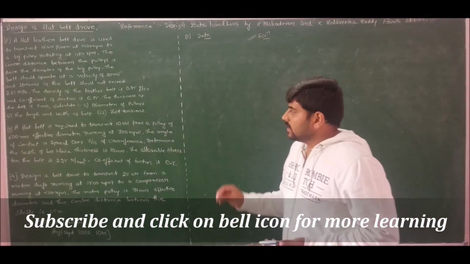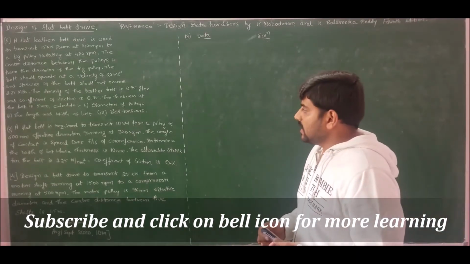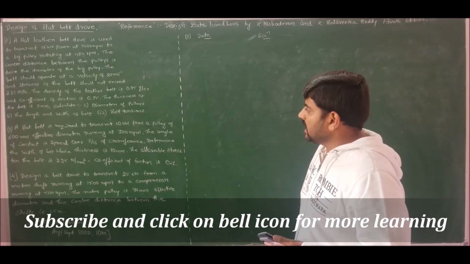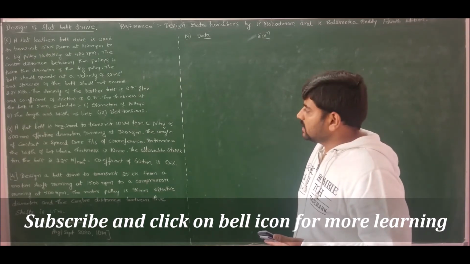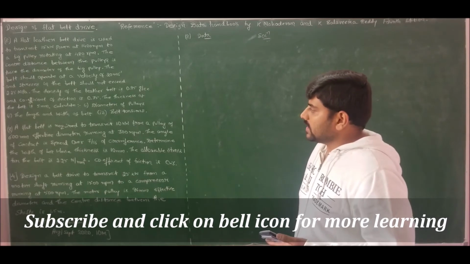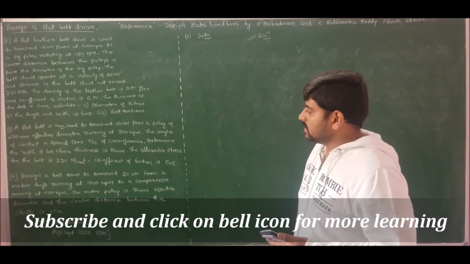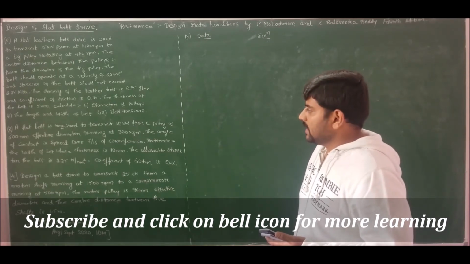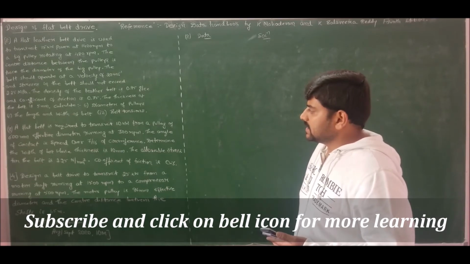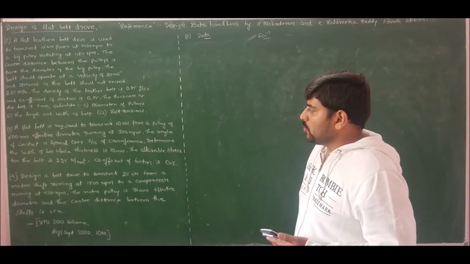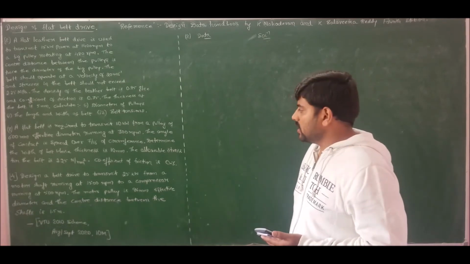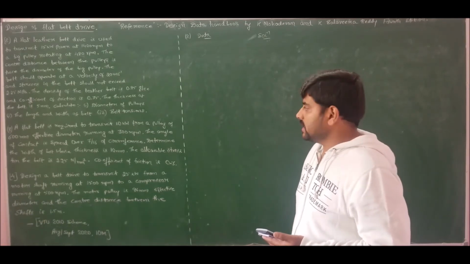Next, moving ahead, problem number 3 states that a flat belt is required to transmit 10 kilowatts from a pulley of 600 mm effective diameter running at 300 rpm. The angle of contact is spread over 7/16 of circumference. Determine the width of belt whose thickness is 10 mm. The allowable stress for the belt is 2.25 Newton per millimeter square. Coefficient of friction is 0.3.